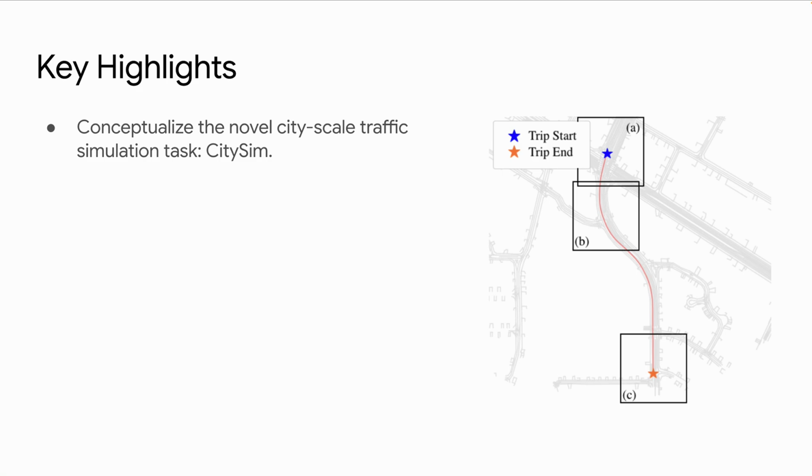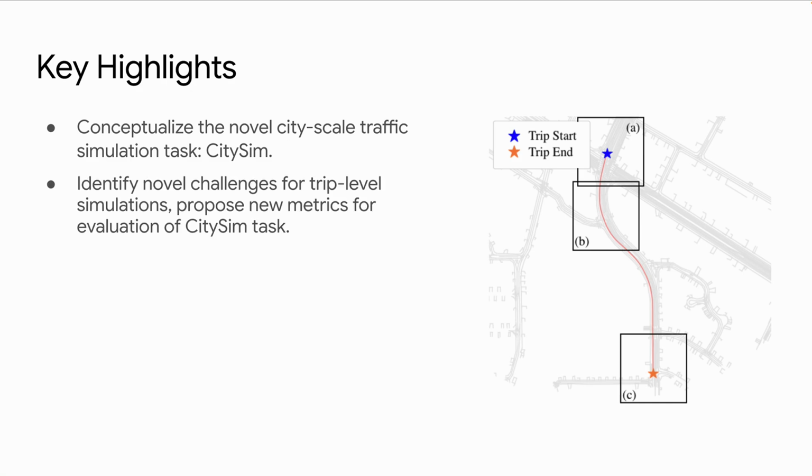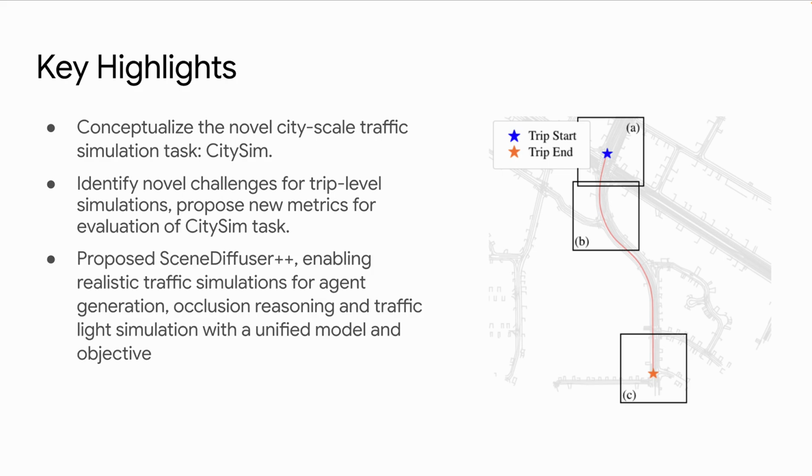Here are the key highlights. Firstly, we conceptualize a novel city-scale traffic simulation task, CitySim. We identify novel challenges for trip-level simulations and propose new metrics for evaluation of the CitySim task. We propose SceneDiffuser++, enabling realistic traffic simulations for agent generation, occlusion reasoning, and traffic light simulation with a unified model and objective. Finally, we show strong performance on the map-augmented WOMD dataset.